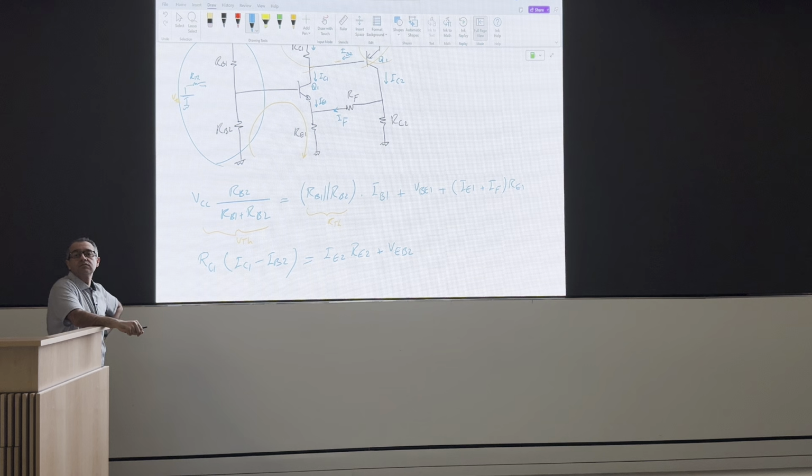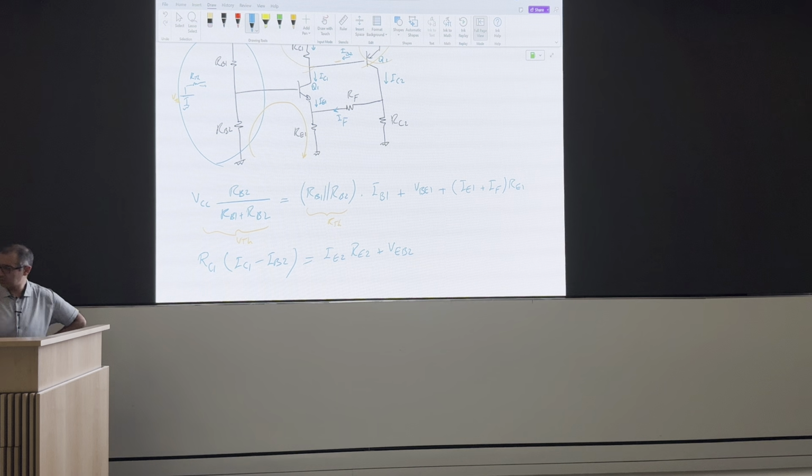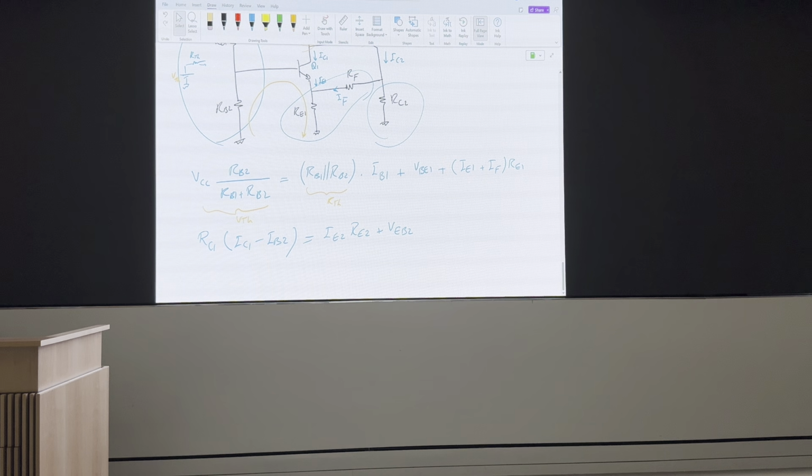Could you do a loop law in the middle? So I can do, yeah, like KVL. Yeah, that's what I thought. Or the way I like to think about it is that I can say the voltage drop across this guy is the same as the voltage drop across the other. Right? I'm going from the same node to the ground. So if I do that, the current through RC2 is IC2 minus IF.